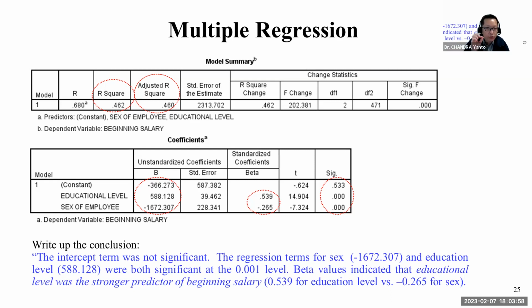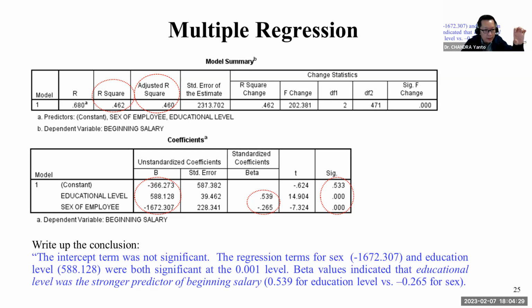And what you're more interested in is actually the coefficients. Right? Look at the standardized and unstandardized. You can use whichever you like, but it seems that when you're comparing across variables, it's nice to use the standardized coefficients. Look at that. Education has 0.539 and is significant at 0.000, and the sex of an employee is minus 0.265 for standardized and it's not significant.